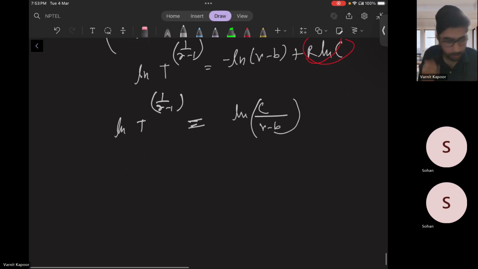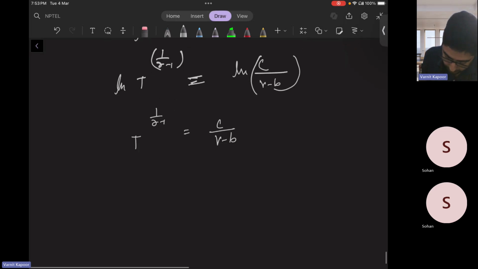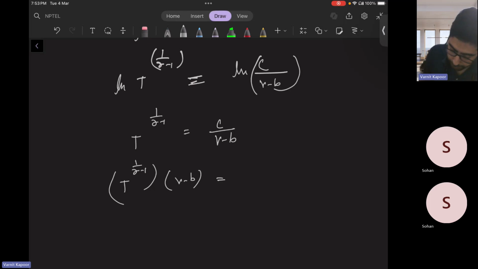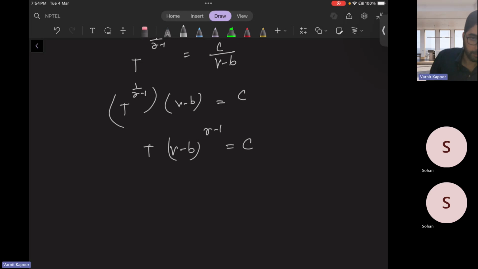Now you can compare that T to the power of 1 by gamma minus 1 is C by (V minus b). Multiply here: T to the power of 1 by gamma minus 1 into (V minus b) is equal to C. Any doubts still here? Again, it can be written as T into (V minus b) to the power of gamma minus 1 is equal to C to the power of gamma minus 1, that is C only, and C is nothing but RT. Can I write like that, so that this exponent gamma minus 1 gets removed? How can you remove this constant?